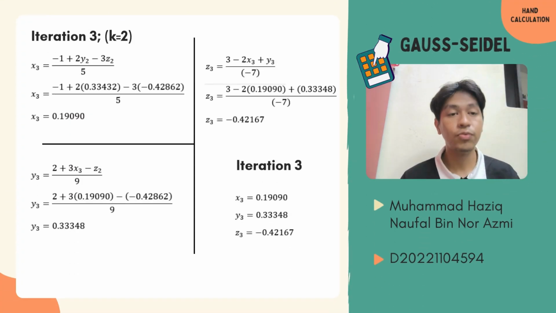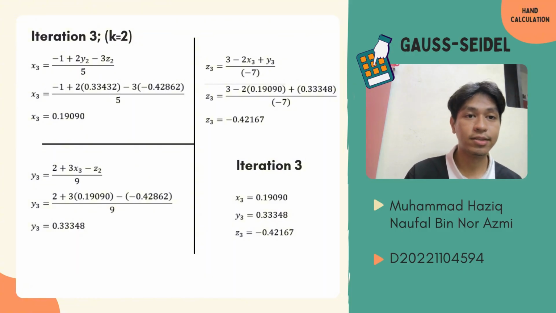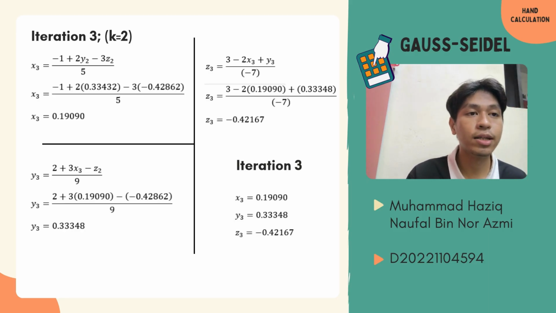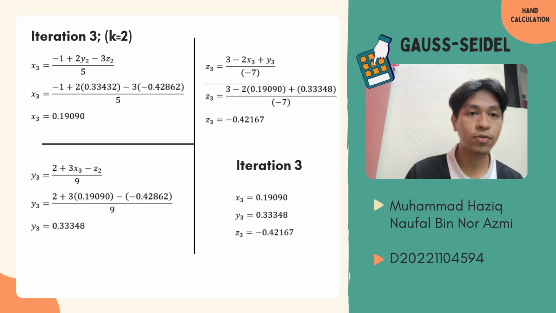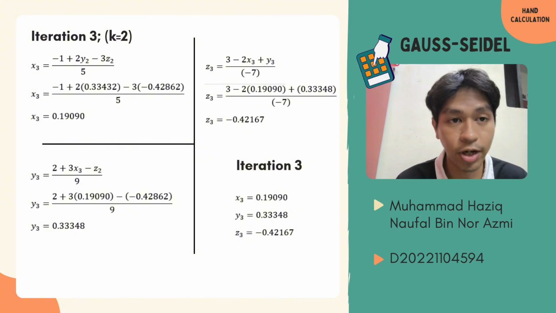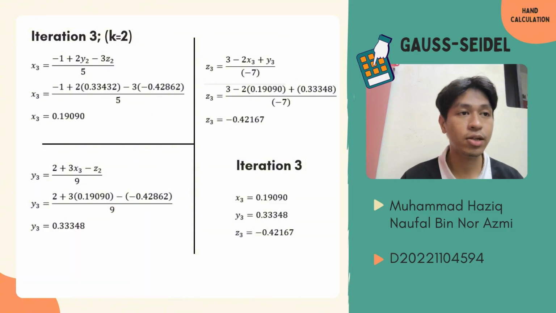Alright, for the third iteration, which is k equals 2, we use x3, which indicates the third iteration for the x. For x3, we use y2 and z2, which are the y and z we got from the second iteration, and we'll get x equals 0.19090. For y3, we use x3, which we got earlier, and z2 from the second iteration, and we will get 0.33348. And for the z, we use x3 and y3 from the third iteration, and we got z equals negative 0.4167.